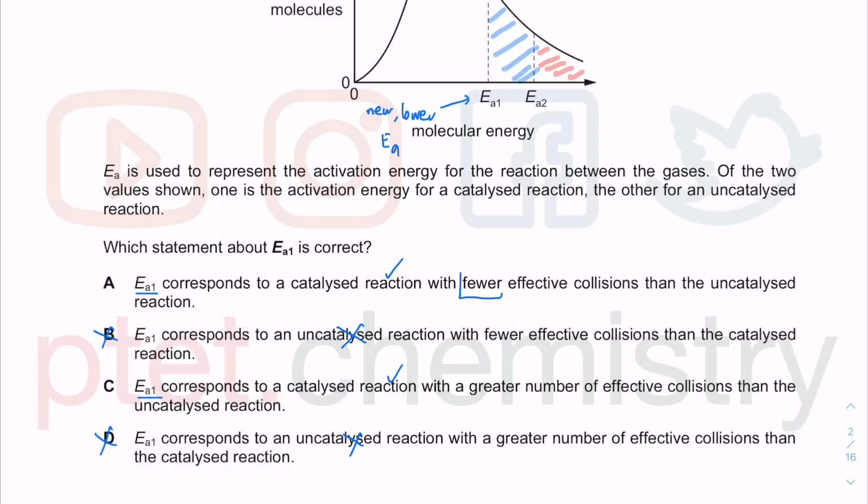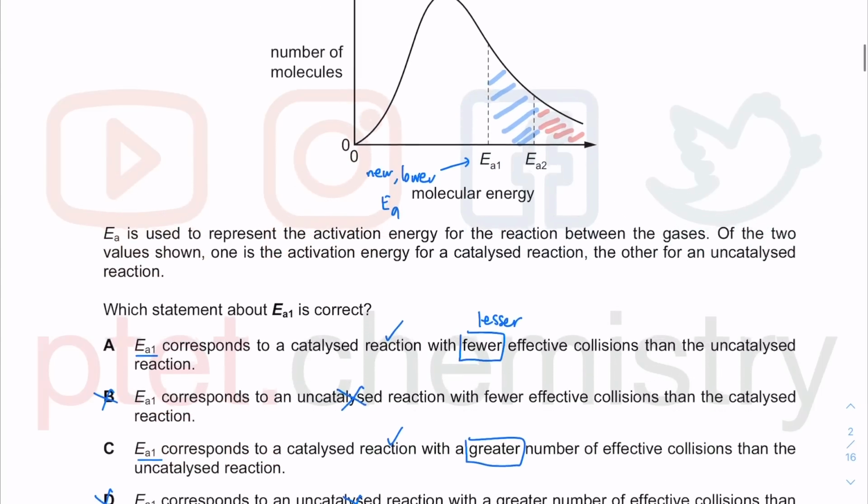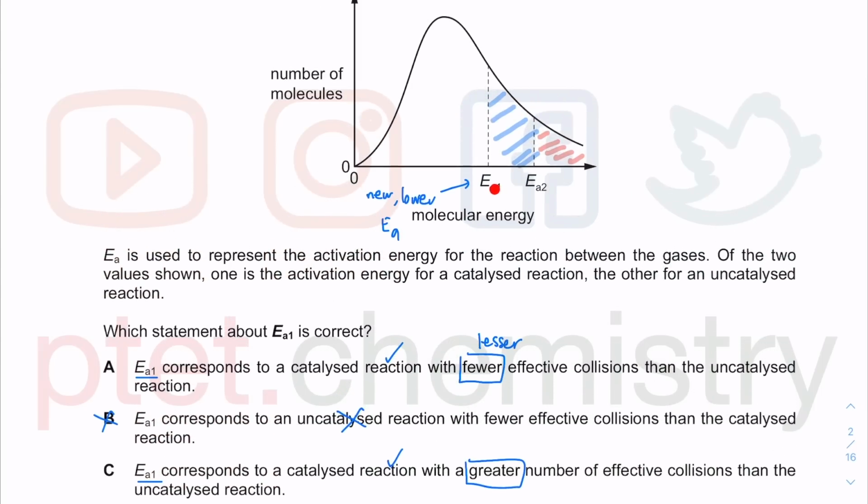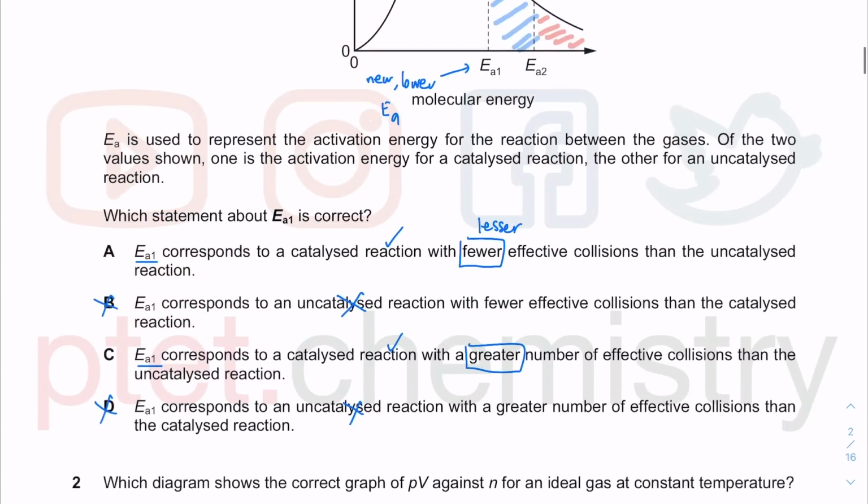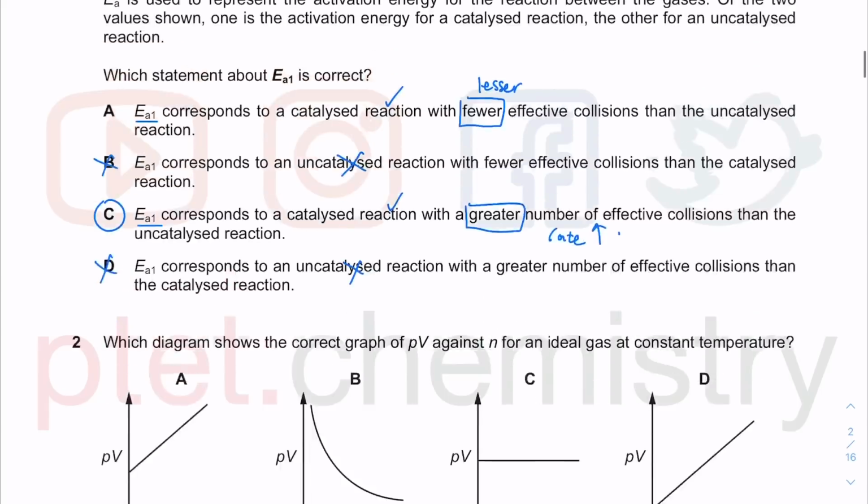We have these uses of the words fewer and greater. Fewer there must mean lesser as compared to greater. In terms of collisions, if we have a new lower activation energy, as I mentioned, the area under the graph with energy greater than or equal to EA1 will be bigger because it includes the blue and the red color region, which is greater than just the red color region on its own. So we get a greater number of effective collisions, and therefore our rate will be much faster there.